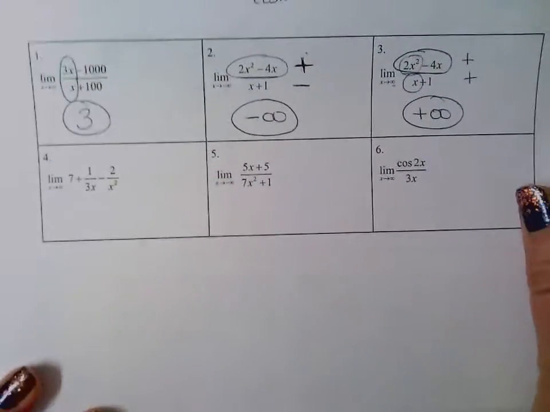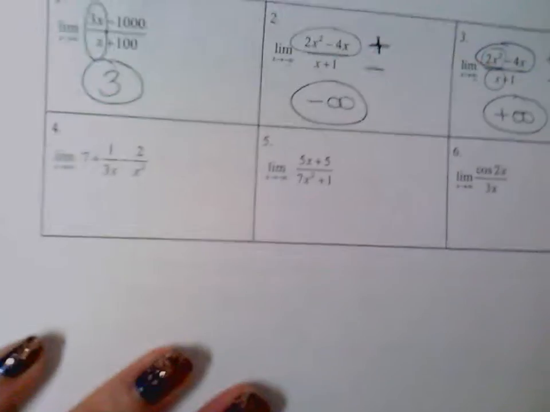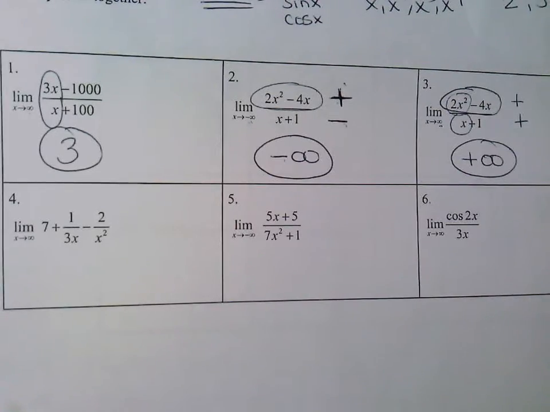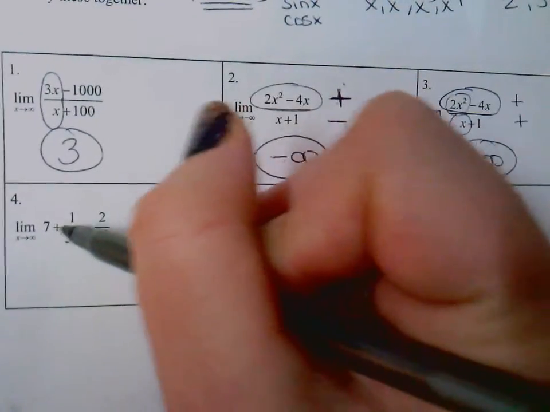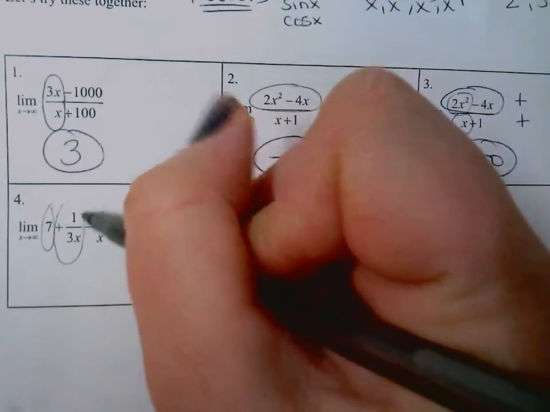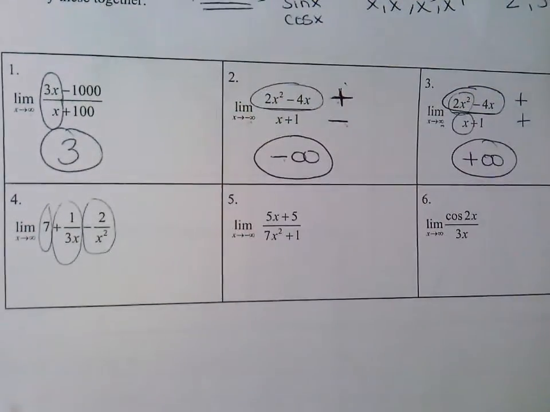Example 4 is a little bit different. So example 4 has 3 separate functions. And we didn't learn a lot about properties of logs, but if there's 3 separate functions, you're going to do each part separately and then evaluate it at the end.